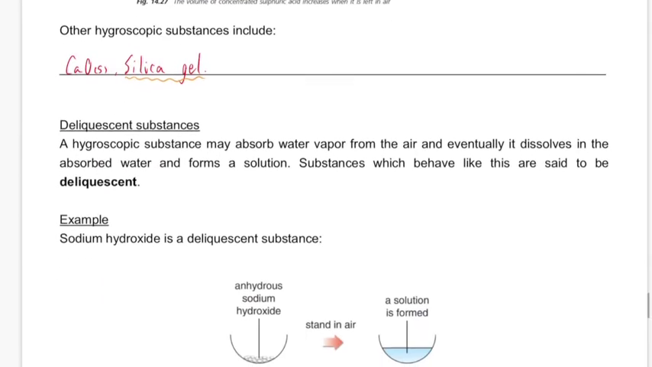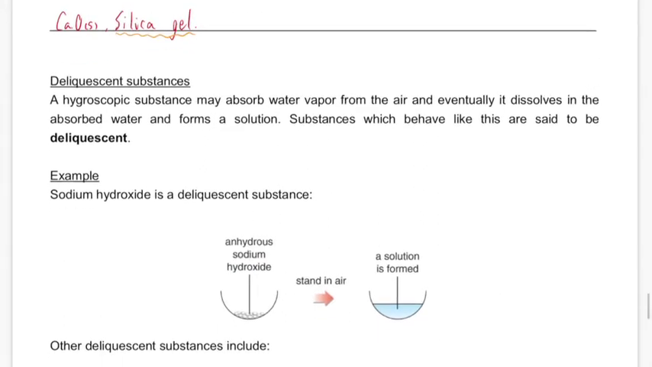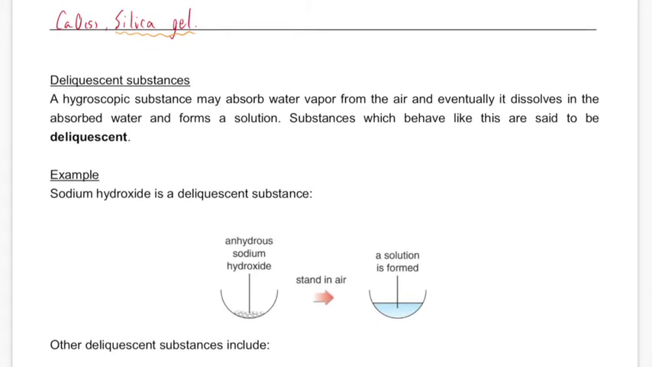And then the second type you need to remember is deliquescent substance. Okay, what's special about this? Deliquescent substance means it can absorb water vapor from the air, and then eventually it would dissolve and form a solution.